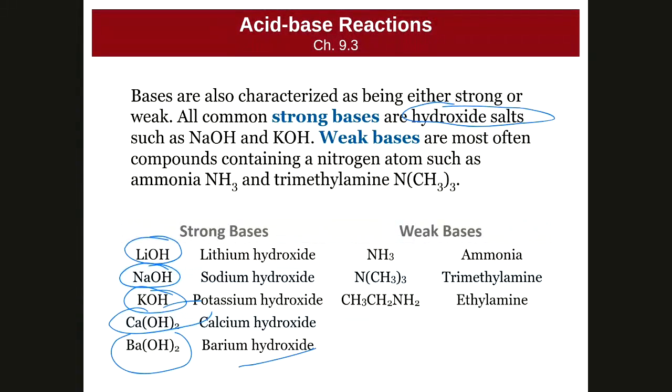So weak bases include nitrogen atoms typically. So ammonia is a weak base. Trimethylamine is a weak base. Ethylamine is a weak base. These all contain nitrogen. Now that's not to say that every weak base will contain nitrogen, but mostly if you see a nitrogen atom and you see this reactant reacting with an acid, then you know it's a weak base. And if you see hydroxide, you know it's a strong base.